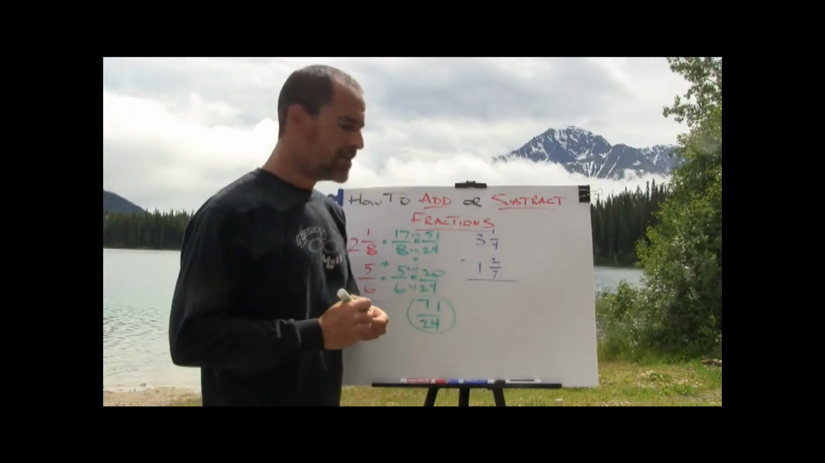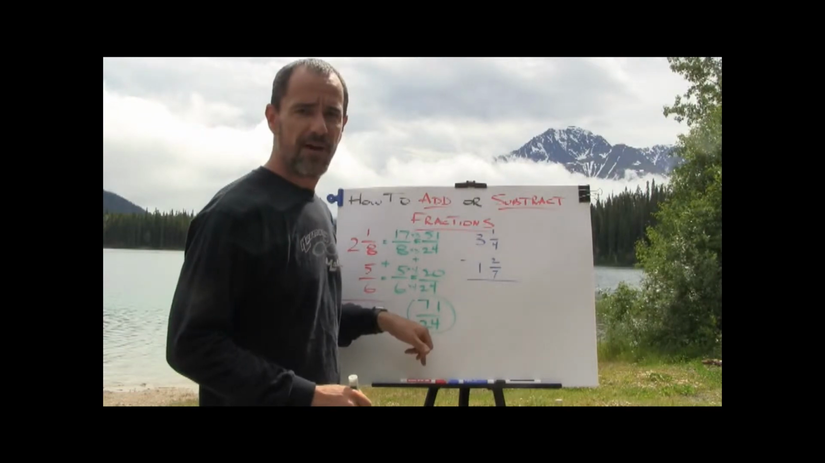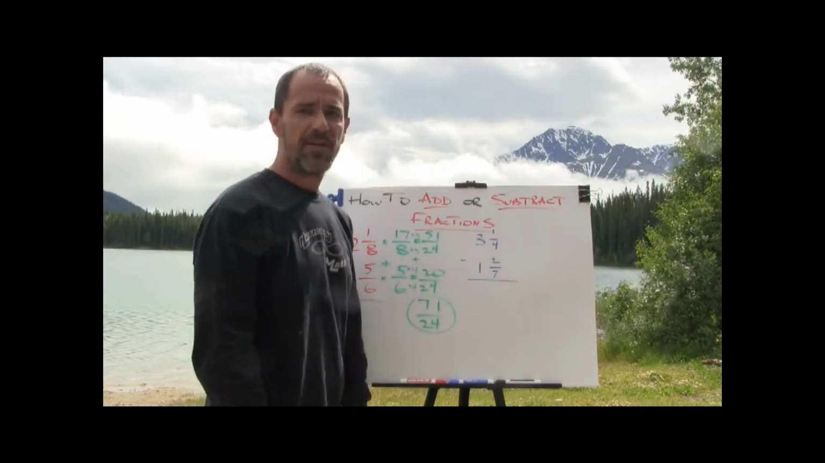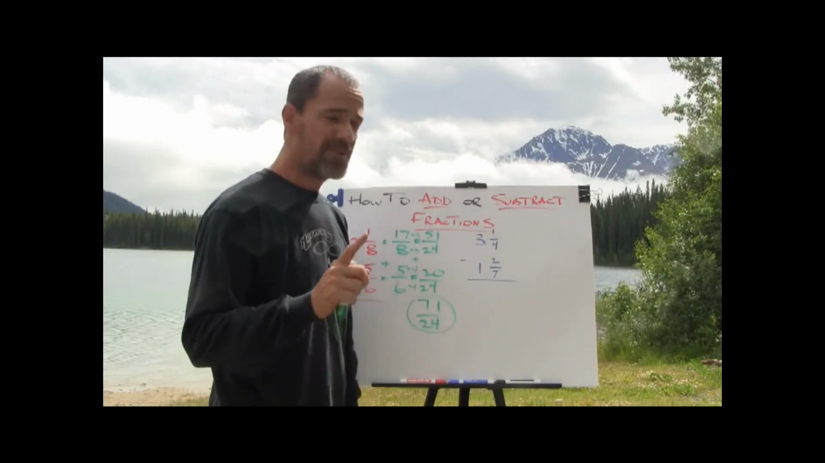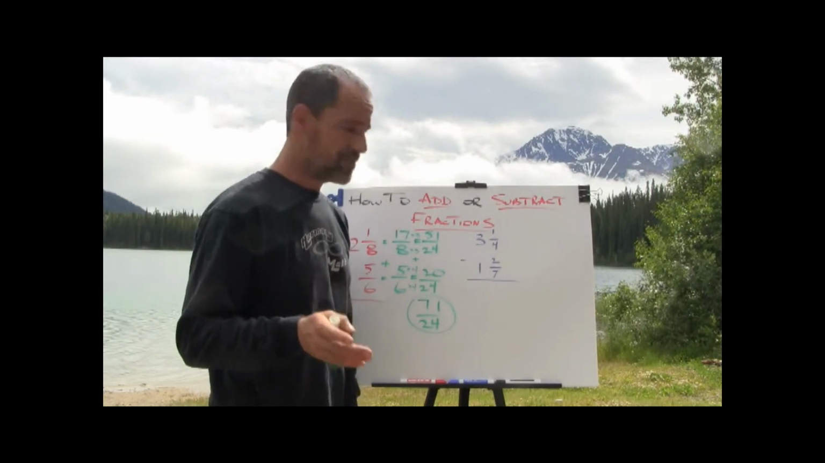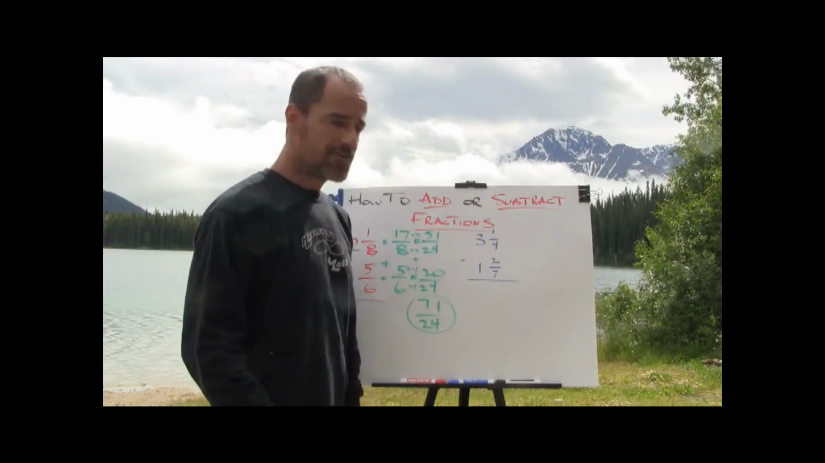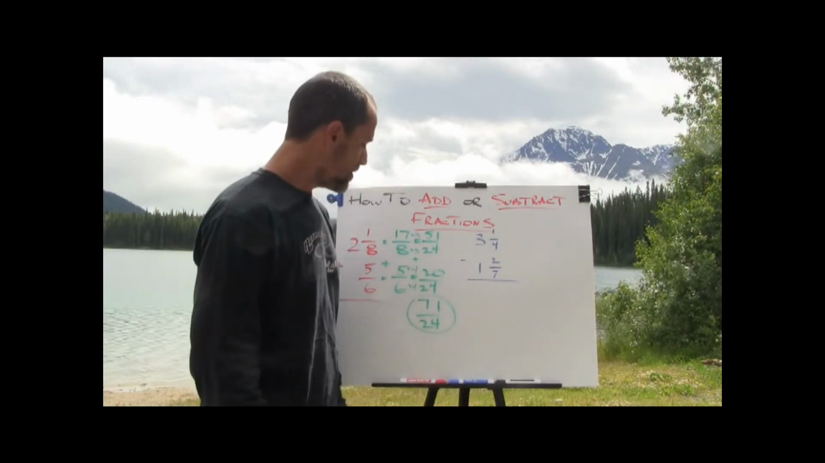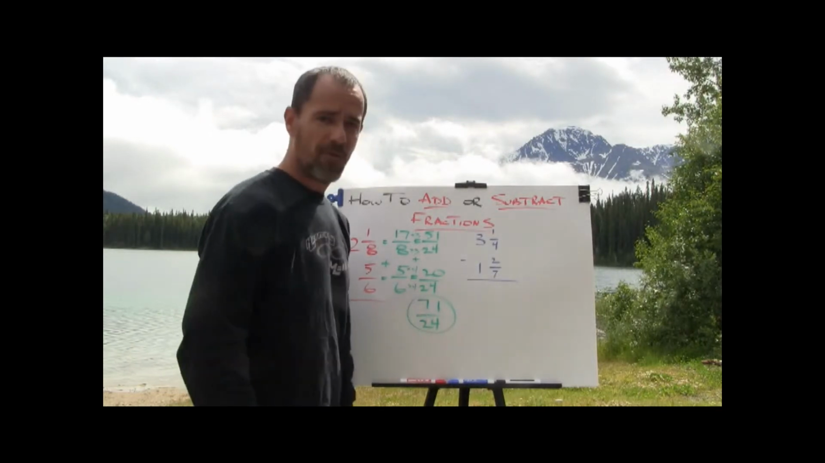Now at this point, a lot of teachers will ask you to change this back into a mixed number. And you might need to do that. Honestly, I'm okay with you leaving it as an improper fraction. Now, one thing we do have to investigate is, can it be reduced? In fact, it can't. There's no number that divides evenly into 71 and 24, except 1. So I'm going to leave the answer as 71/24.